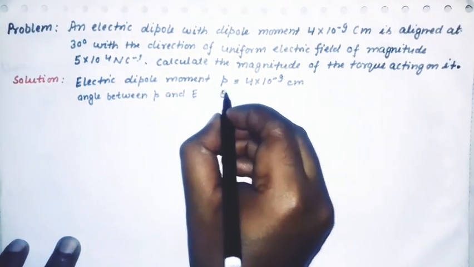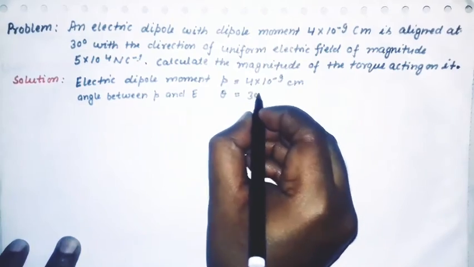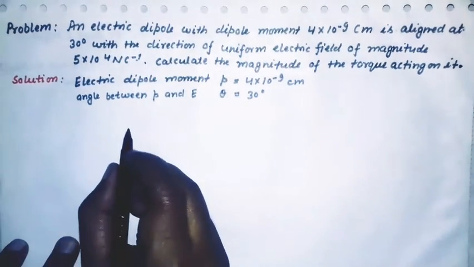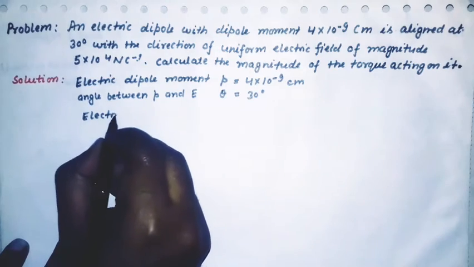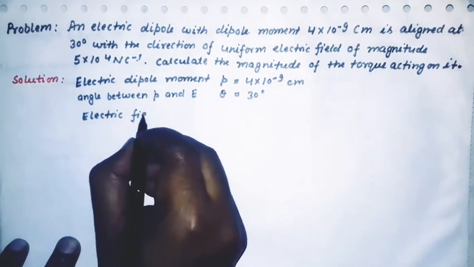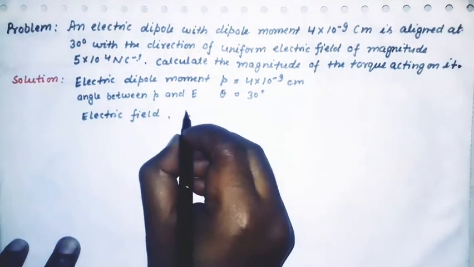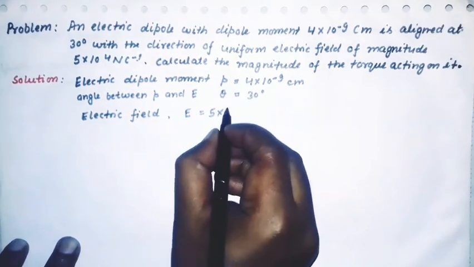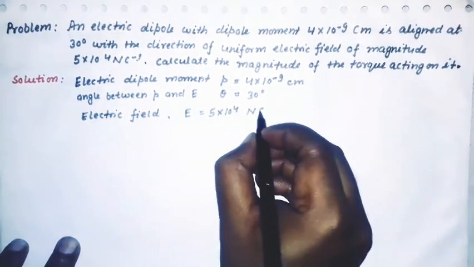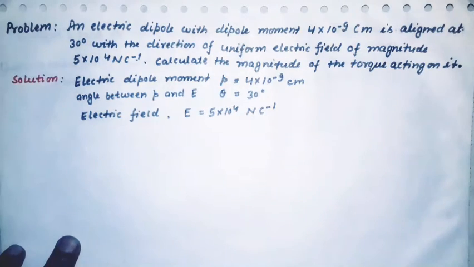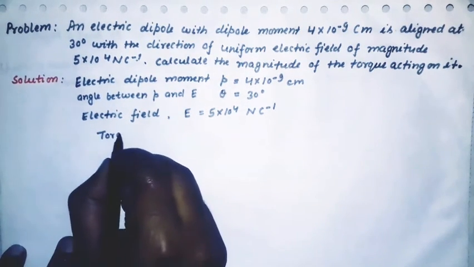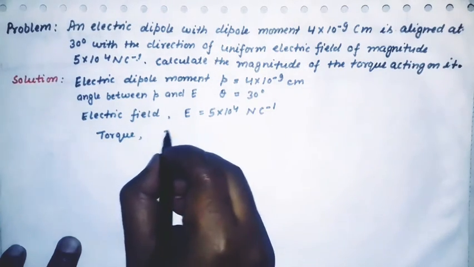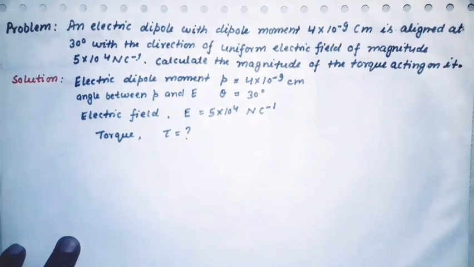And usually this is denoted by theta, so theta is 30 degree. Electric field is also given. This is 5 into 10 to the power 4 Newton per coulomb. And we have to find out torque. Torque is denoted by tau, and tau we have to calculate.